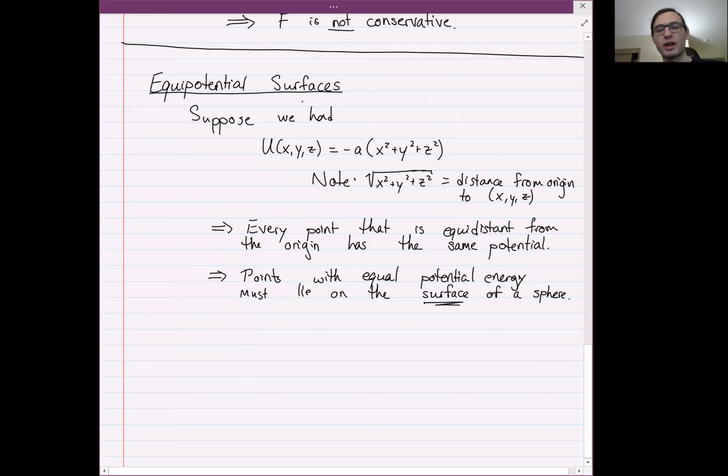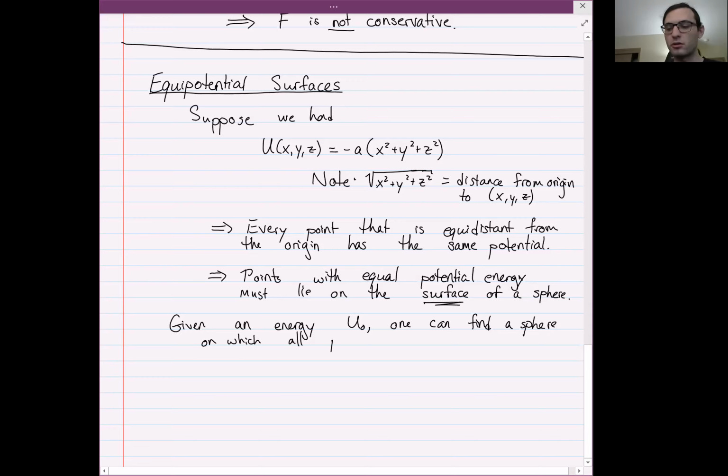So equipotential, and they all have the same potential energy. Maybe we're going somewhere with this. We are. Given an energy, just some amount of joules, U naught, one can find a sphere. You have to assume that U naught is negative and so on, but you can find a sphere on which all points x, y, z, those are the coordinates for those points, satisfy the equation u of x, y, z equals U naught.